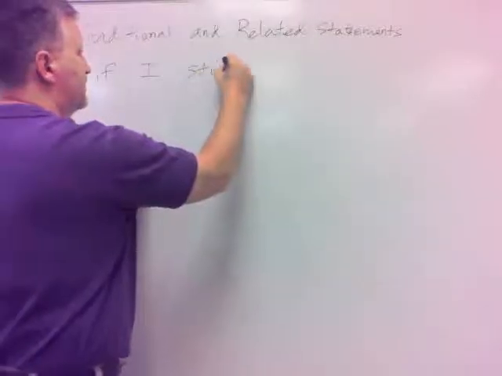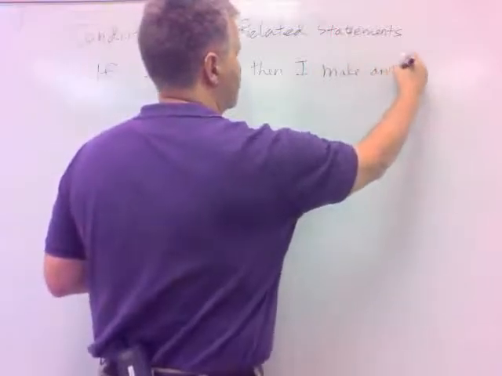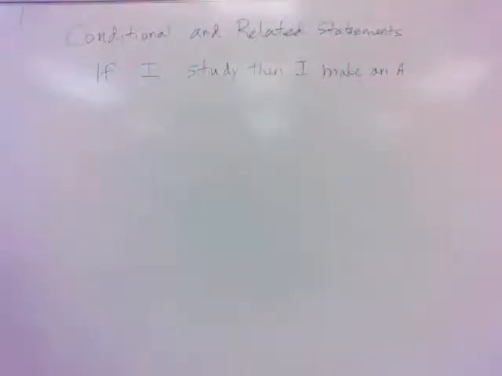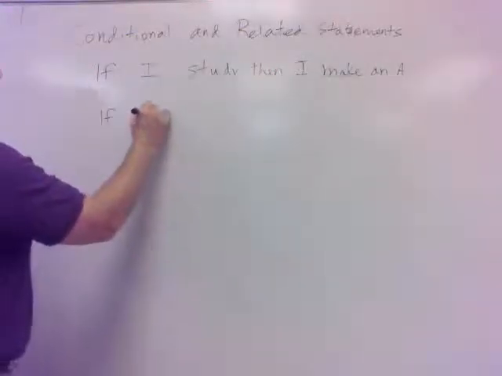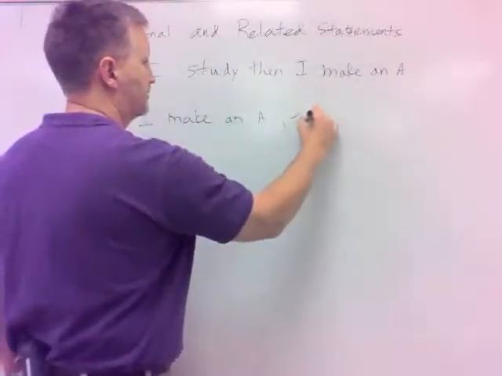If I study, then I make an A. Okay? Start with that statement. Well, I can switch that around, for example, and say, if I make an A, then I study. That's the kind of thing we are talking about: somehow adjusting or changing up the conditional statement to make it ever so slightly different. If I make an A, then I study. For one example.